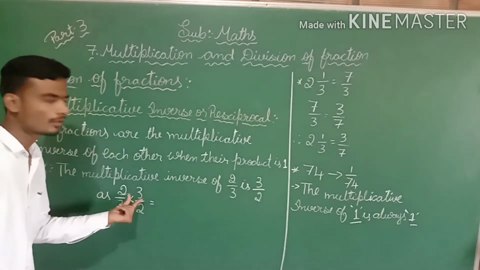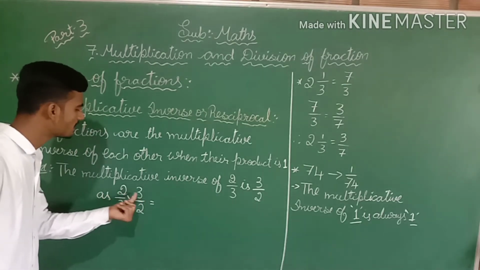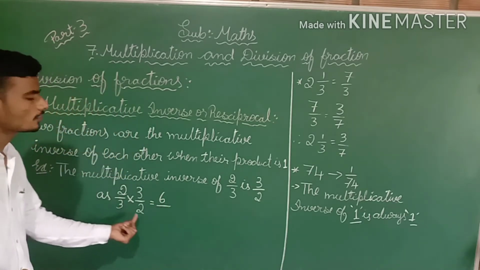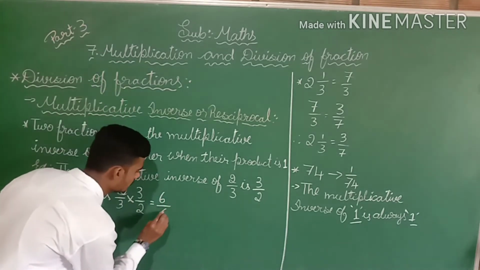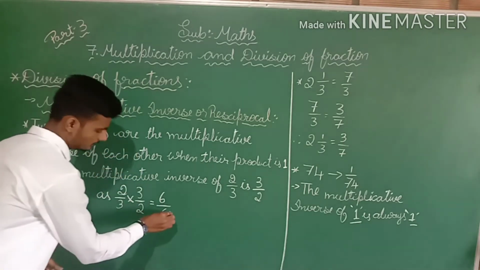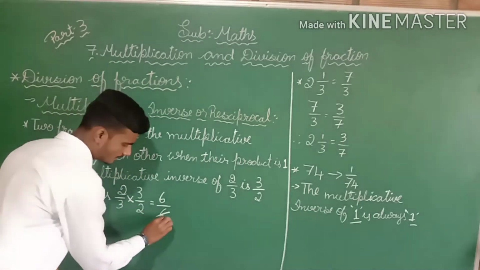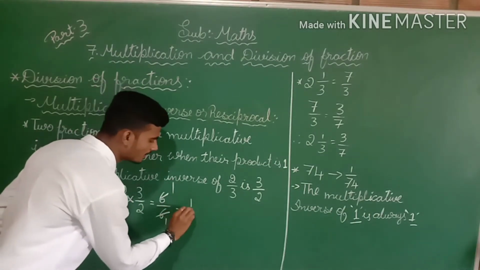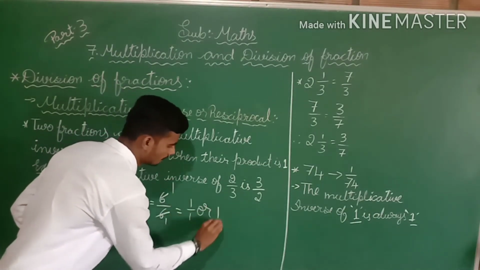Numerator with numerator you have to multiply. So 2 3s are how much? You will get 6. Then 3 2s are how much? 6. Now you can cancel this. 6 1s are 6, 6 1s are 6. Okay, you can write here 1 by 1 or 1.